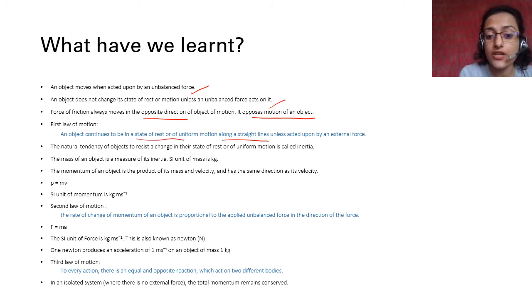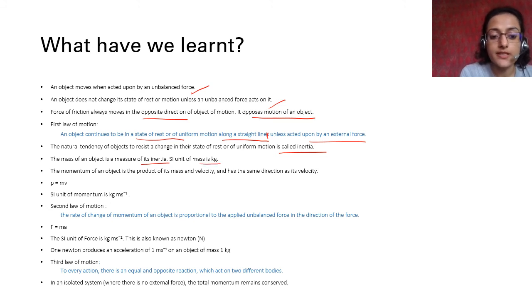First law of motion: an object continues to be in a state of rest or of uniform motion along a straight line unless acted upon by an external force. The natural tendency of objects to resist a change in their state of rest or of motion is called inertia. The mass of an object is the measure of its inertia. So higher the mass, higher the inertia.